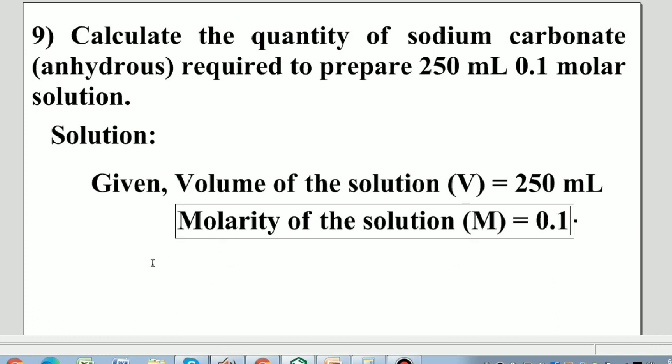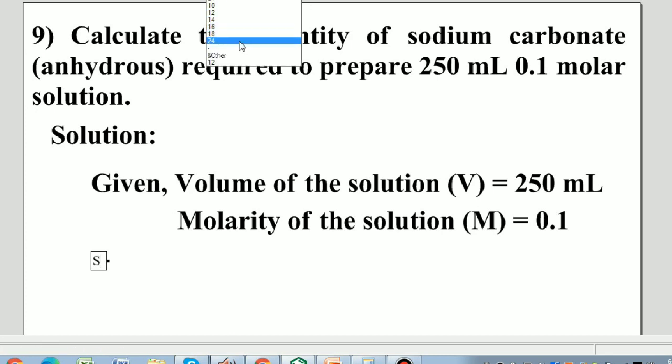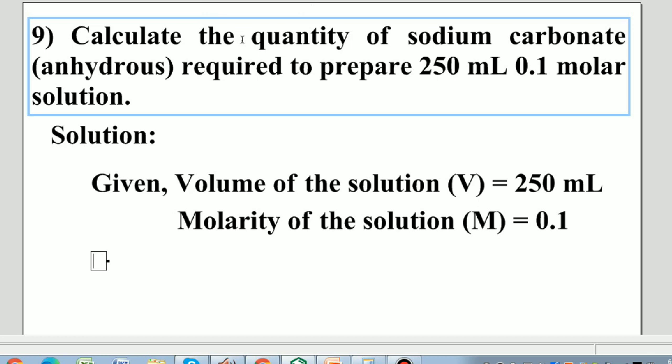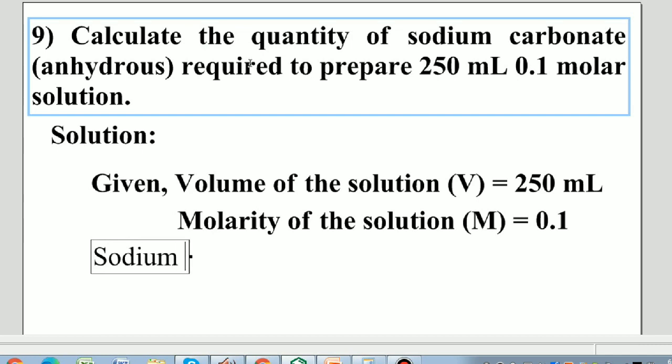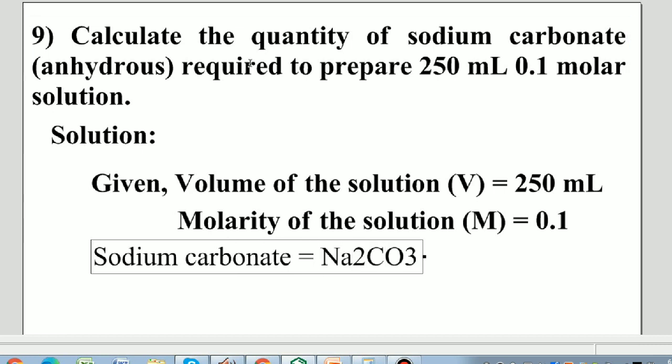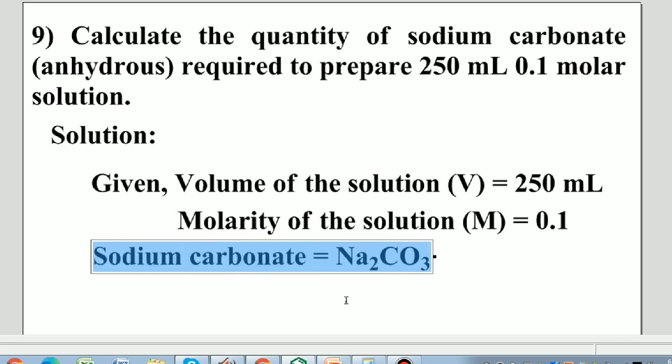Here the given solute is sodium carbonate. Students, we know that the formula for sodium carbonate is Na2CO3. Na2CO3 is the sodium carbonate molecular formula. Based on this we can easily find the molecular mass of sodium carbonate.